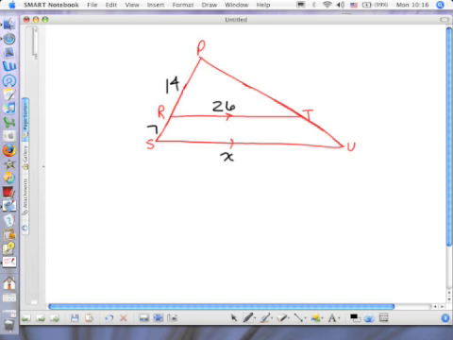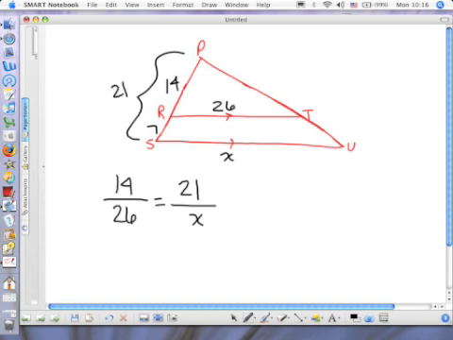So I need to have, focusing on the small triangle, PRT, PR over the bottom, RT, is equal to, now focus on the large triangle, 21 over X. The entire side over the bottom, okay? The entire side of the small triangle over the bottom equals the entire side of the large triangle over the bottom. And then we can find out what X had a value of, and you should get 39.